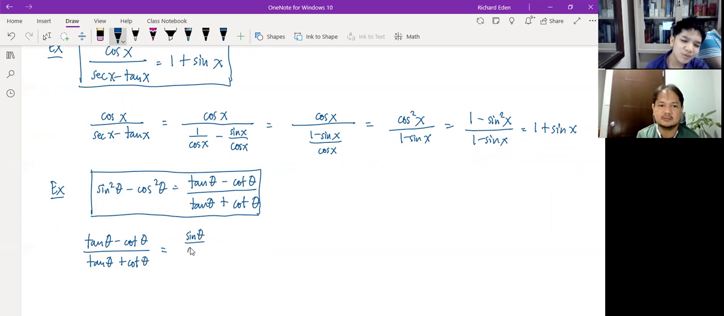Basta po yung ginagawa ko po, basta may tangent or cotangent, tsaka yung mga secant, cosecant, just always in sine and cosine. Mm-hmm. All right. That's reliable.